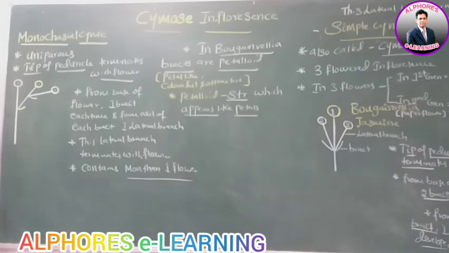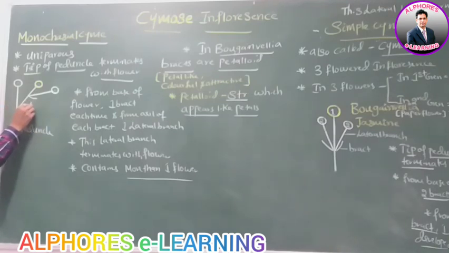Sir, now I want the number of flowers. Here how many flowers are present, sir? See the diagram. Sir, in this diagram, how many branches are there? First you see, 1, 2. Sir, this is the peduncle, yes or no?